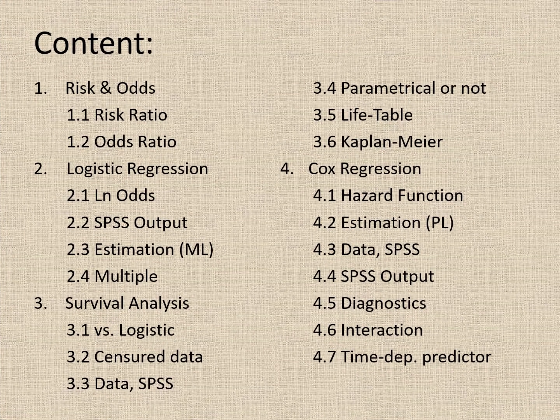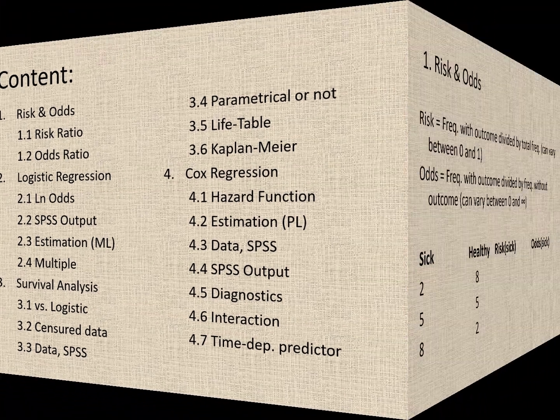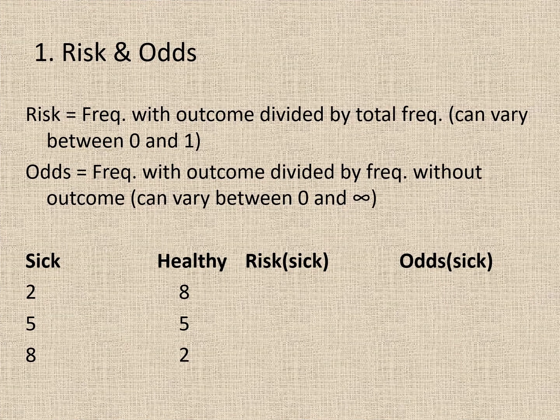So I put together content like this, talk about risk and odds ratios, logistic regression, and then survival analysis with a focus on Cox regression here. I guess that's the most commonly used survival analysis, although there are others. So risk and odds, what are those?